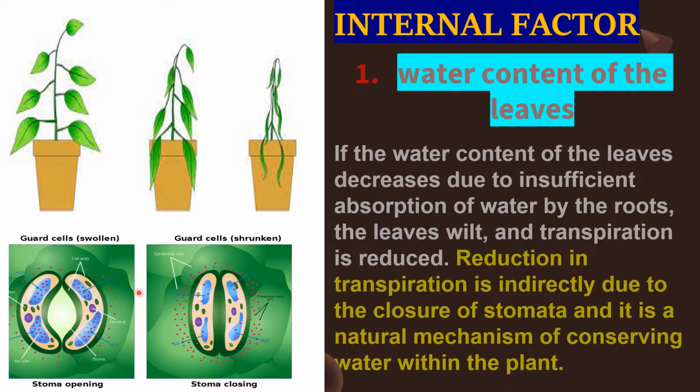All of you know that when the guard cells are turgid, or guard cells are getting enough water, the stoma will open. When the guard cells are flaccid, the stoma will close. That is a natural mechanism of conserving water within the plant.